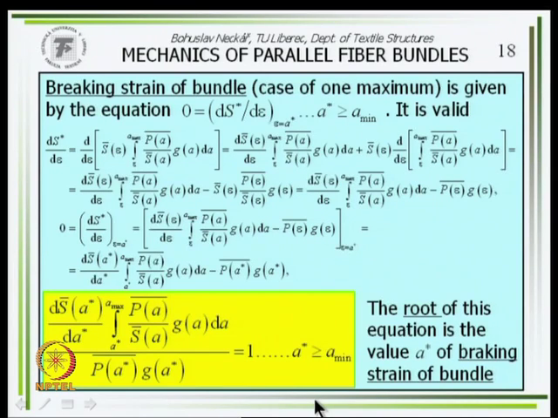You must use some numerical method for finding the root of the equation, but it is not too difficult. Usually you need to use some numerical method, since such a complicated equation is not possible to solve analytically. Is it clear, yeah, principally? So from this equation we can obtain A star, the breaking strain of bundle.